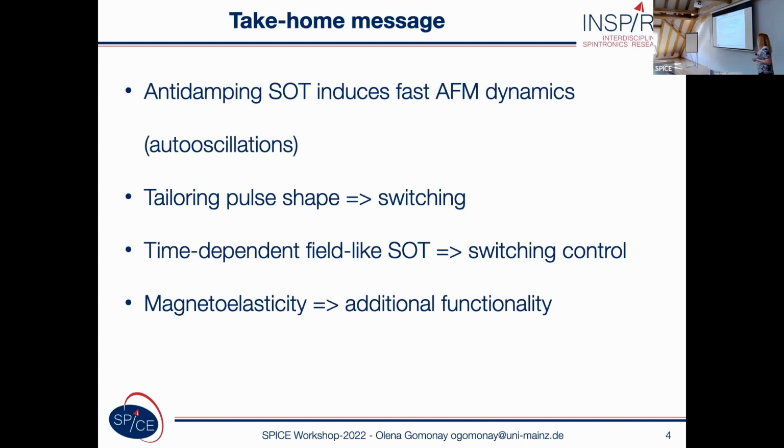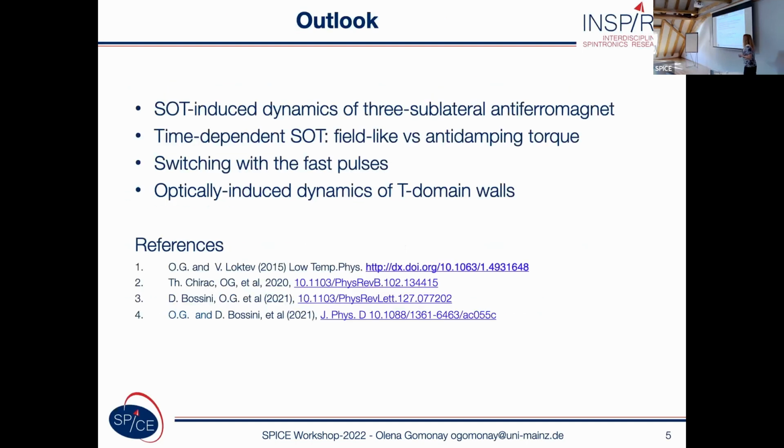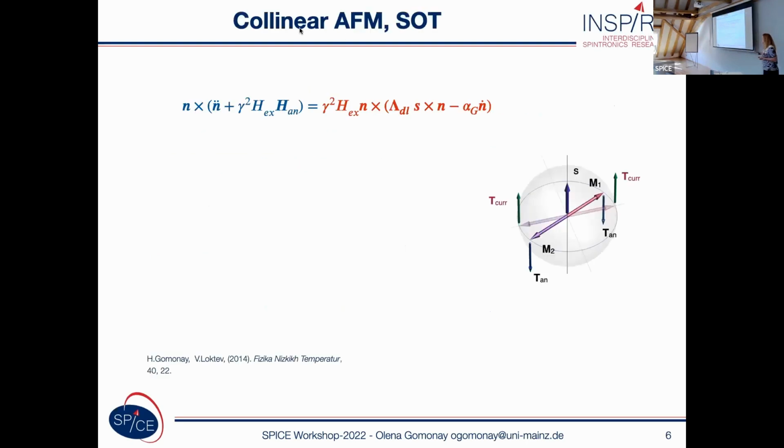So this is an outlook of the talk, and I will consider three problems: ultra-fast time-dependent switching in non-collinear antiferromagnets, collinear antiferromagnets, and we'll discuss shortly magnetoelastic effects in nickel oxide related with the oscillations of the T domain walls. But first, I would like to remind you of the kinetics of antiferromagnets in the presence of the anti-damping DC spin-orbit torque. So this spin-orbit torque can act on an antiferromagnet in two ways.